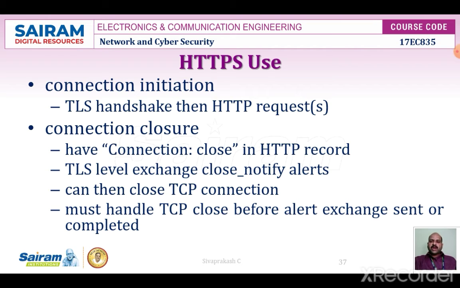Then connection closure. How does connection closure happen? An HTTP client or server can indicate the closing of a connection by including the line connection close in the HTTP record. This indicates that the connection will be closed after this record is delivered. So the closure of an HTTP connection requires that TLS close the connection with the peer TLS entity on the remote side, which will involve closing the underlying TCP connection.